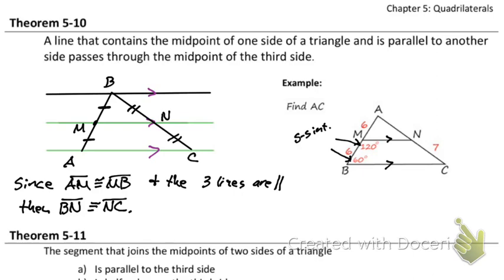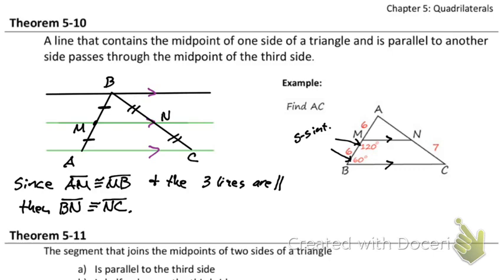Since those are same side interior, we know these are parallel. I don't have to just take it on faith that they're parallel. I can prove that those are parallel. Now we can prove that M is a midpoint, right? So M is a midpoint because this is 6 and 6. So M must be a midpoint.